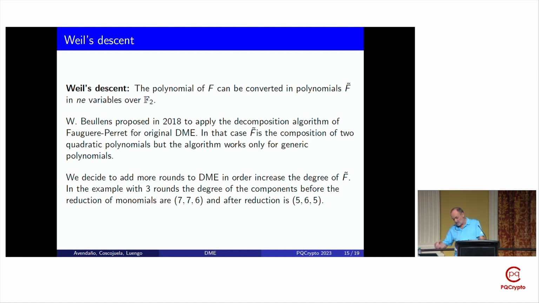But in any case, of course, with more rounds, the degree of the Weil descent polynomial is higher, and I mean this algorithm is even more complex. Let's mention that in fact the reduction of monomial algorithm also reduces the degree of the polynomial obtained by Weil descent. For instance, in the example I showed you, the original degree was 776, and after reduction of monomial we get 565. But I say we can just raise this.